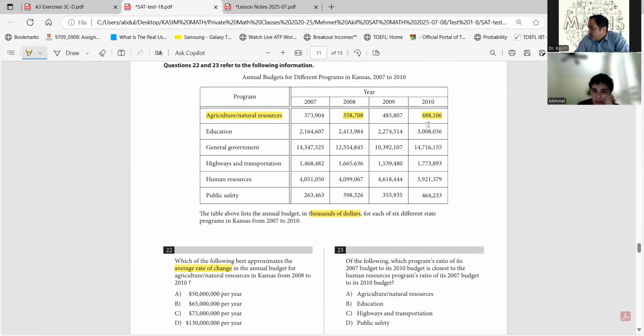What is the difference? You can use a calculator. Oh, we can use a calculator? Yeah, this part B is calculator active. First, before you start, how are you going to calculate? Can you tell me, Mehmet? How are you going to calculate the average rate of change in the annual budget for agriculture and natural resources from 2008 to 2010?